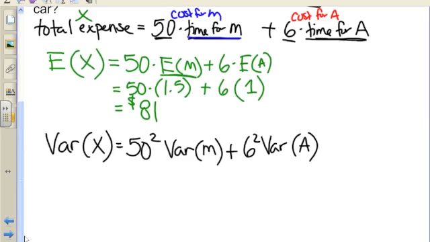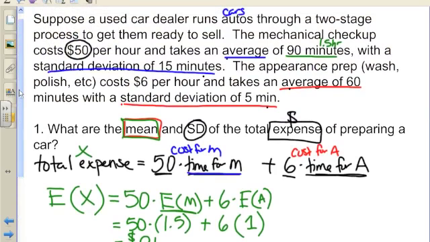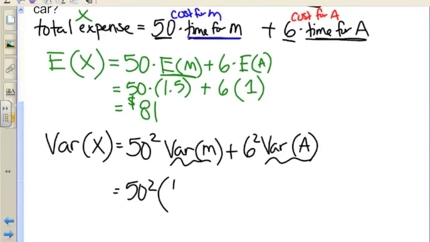Now, I've got to go through and figure out, well, what goes here and what goes here. All right, so it's going to be 50 squared times, well, what's the variance for the mechanical? Remember, we're in hours. So up here when it said there's a standard deviation of 15 minutes, that's 15 out of 60 minutes to make that into hours. Okay. And that's a standard deviation, but my formula asks for variance. So I'm going to have to square that to make it a variance. Okay, and I don't mind fractions, so I'll just leave it as a fraction. If you want to reduce that, it's 1/4.